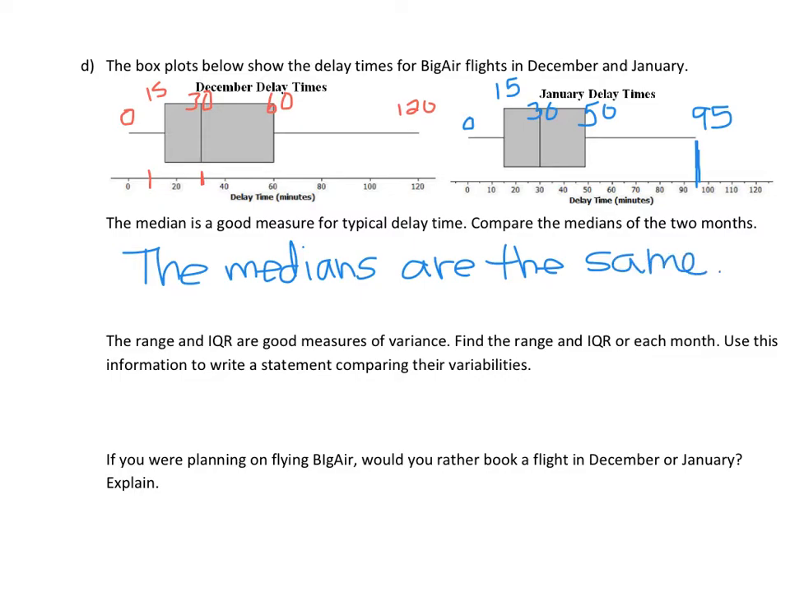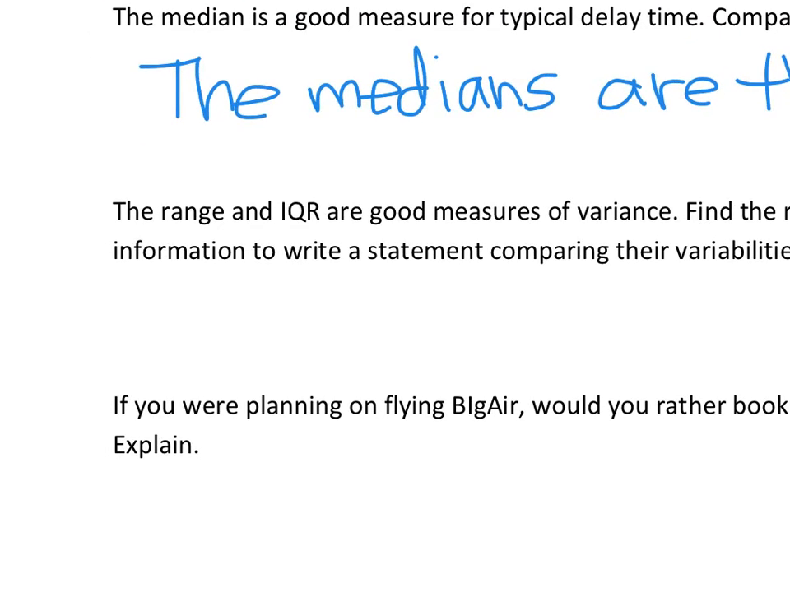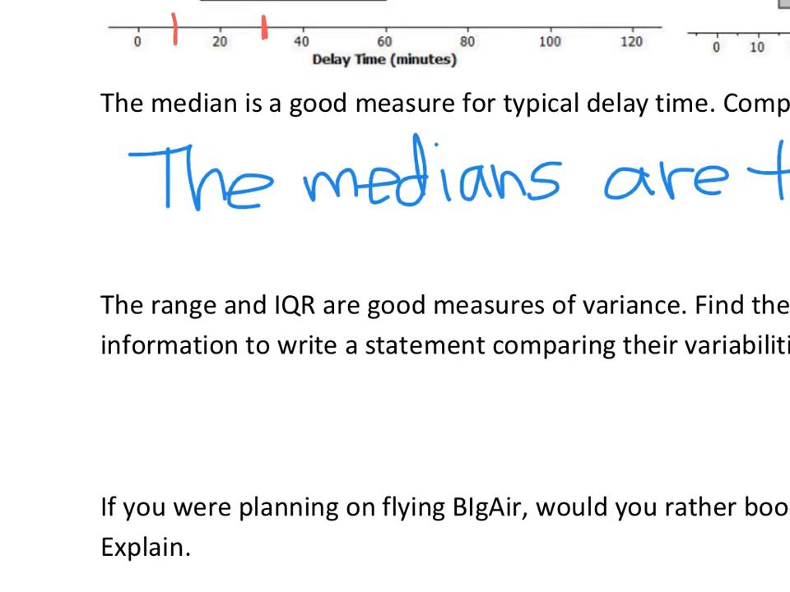The range and IQR are good measures of variance. Find the range and IQR for each month. Use this information to write a statement comparing their variabilities. So the range is your largest value minus your lowest value. Let's do December first. We're doing our range. The largest value we had was 120, and the smallest value we had was 0. Subtract those, and we get 120 as the range.